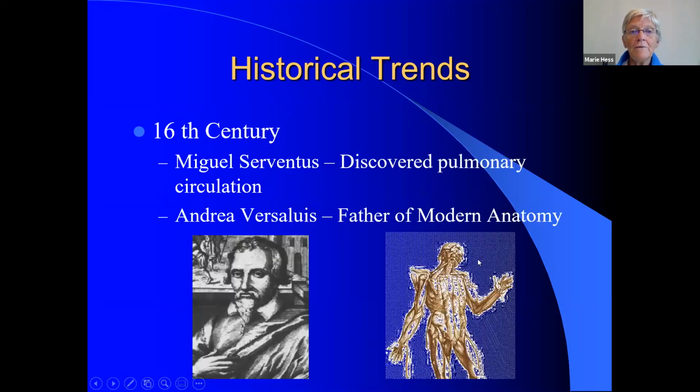Then we get into, again, this is where we were beginning to discover a lot of stuff. Miguel Servetus discovered pulmonary circulation, and Andreas Vesalius, father of modern anatomy. Servetus was burned at the stake in 1553 by the Catholic Church for what they considered heresy. So even though he discovered pulmonary circulation, most of the people said, how did you do that? Well, you did that by dissecting people, and the church said no, so they burned him at the stake.